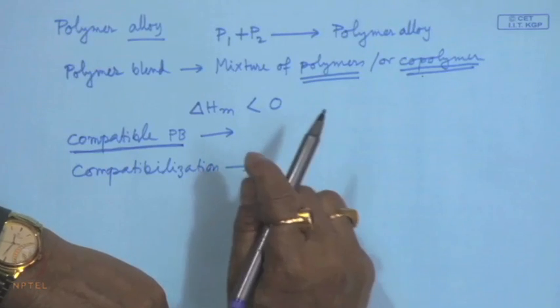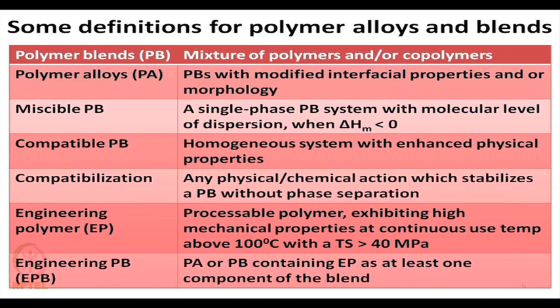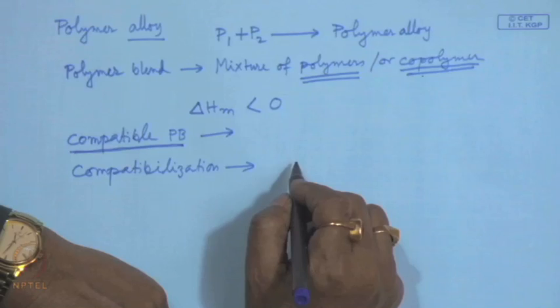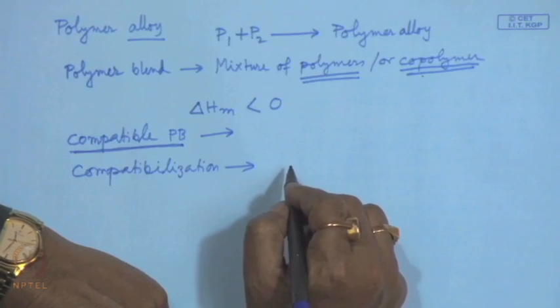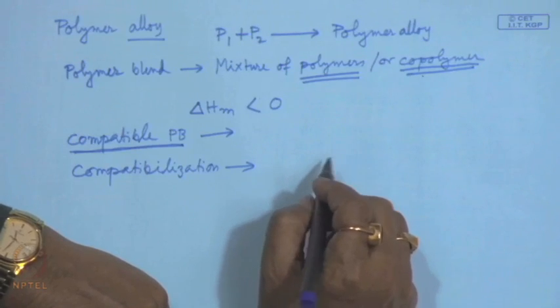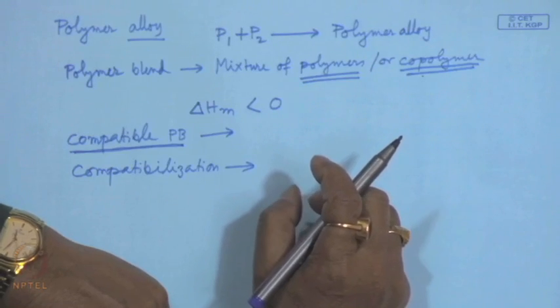Any physical or chemical action which stabilizes a polyblend without phase separation is known as compatibilization. That means, for a polymer B to be blended with polymer A to make it compatible, there must be some chemical or physical interaction between the two component polymers, and that physical or chemical action must stabilize the system of the polyblend without any chance of phase separation.